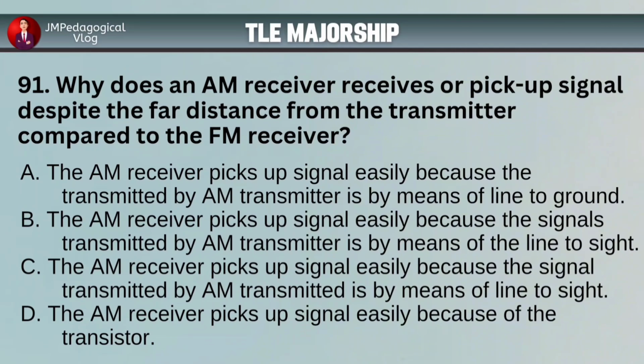91. Why does an amplitude modulation AM receiver pick up signal despite the far distance from the transmitter compared to the frequency modulation FM receiver? A. The AM receiver picks up signals easily because the signal transmitted by the AM transmitter is by means of line to ground. B. The AM receiver picks up signals easily because the signals transmitted by the AM transmitter are by means of the line to site. C. The AM receiver picks up signals easily because the signal transmitted by the AM transmitter is by means of line to site. D. The AM receiver picks up signals easily because of the transistor.